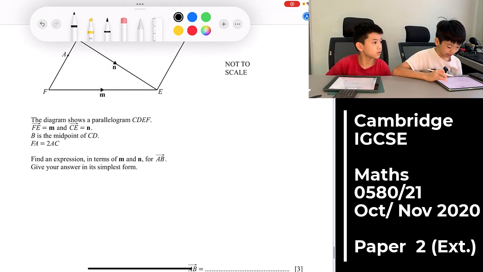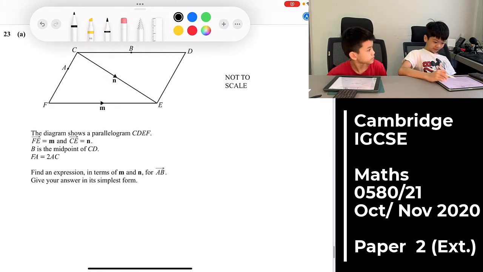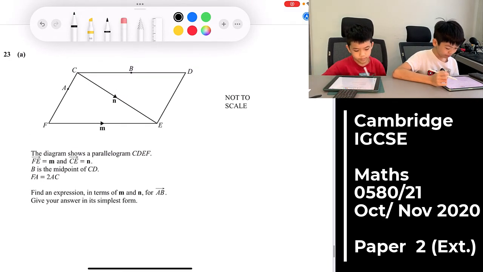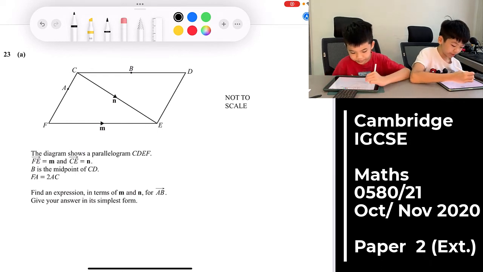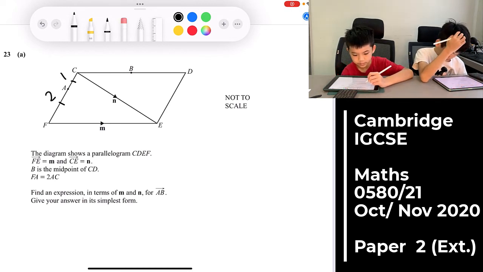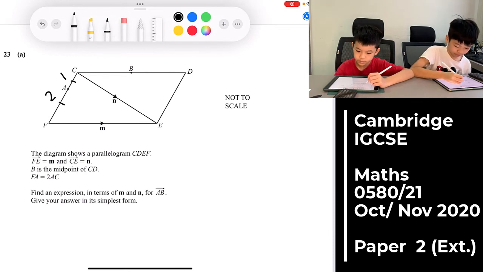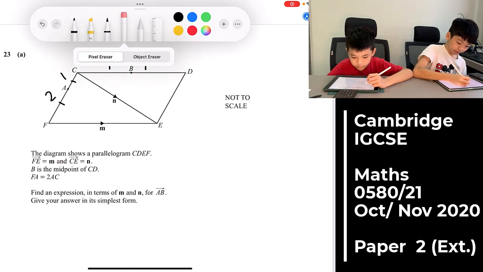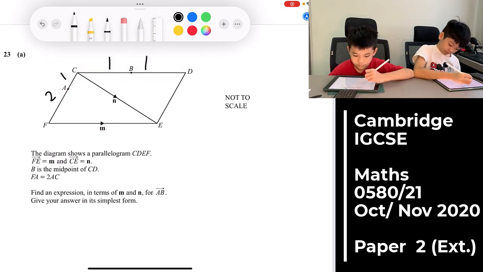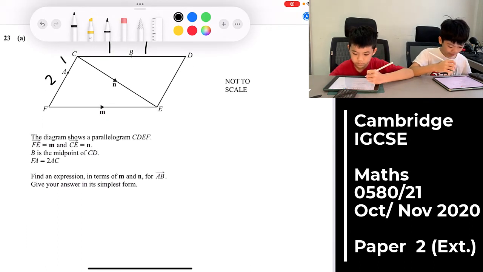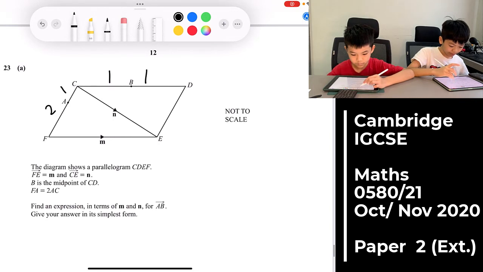Find an expression in terms of m and n for AB. A is 2AC, so this is 2 to 1. B is the midpoint of CD, so this is 1 to 1. In fact, I don't need these lines. Find an expression in simplest form for AB.